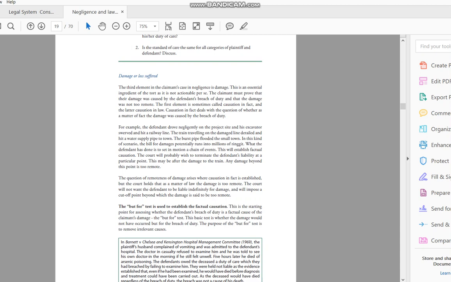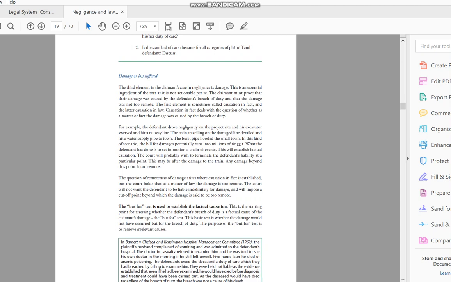And the third element in negligence is damage. Okay, so you have your duty, you've got your standard, then you've got the damage. Basically, if there's no damage at all, then there's nothing to do, there's nothing to claim, there's nothing to sue for.